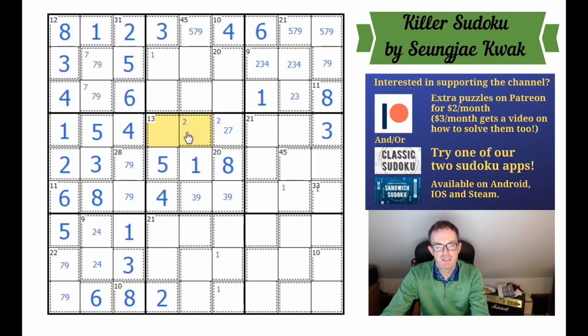So this 13, we need to make 8, so we need 2 and 6, which must be this way round. This is a 7. Now this 5 sees that 5 through the 45 cage.